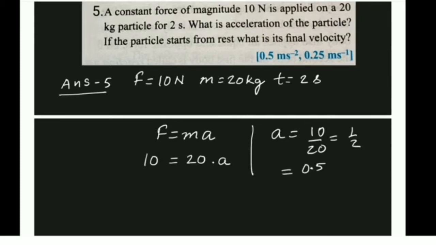because it is acceleration. So what is the acceleration SI unit? Meter per second square. So this is the first part of question number 5. Now what are they asking in the second part? Final velocity. They are asking final velocity.